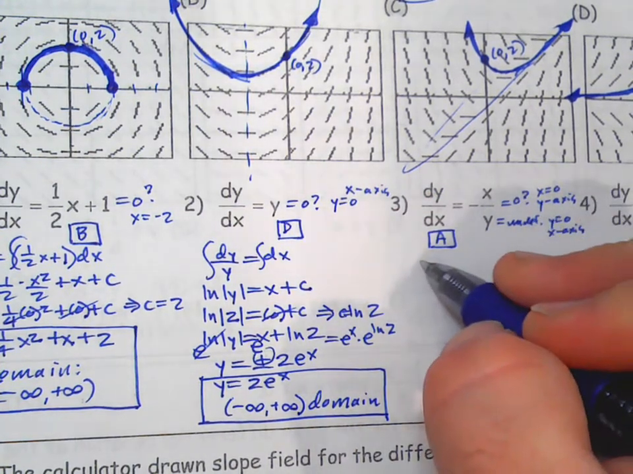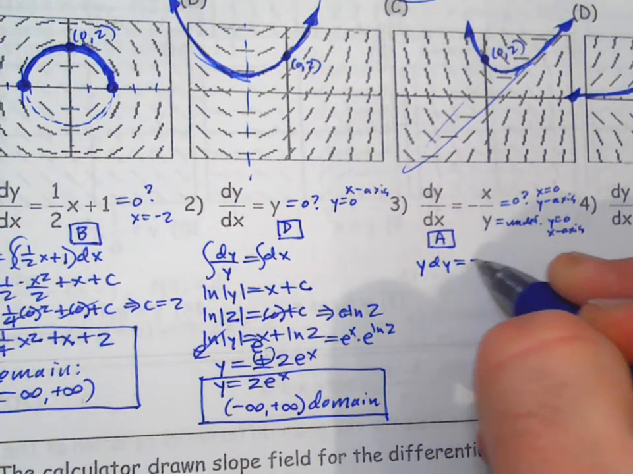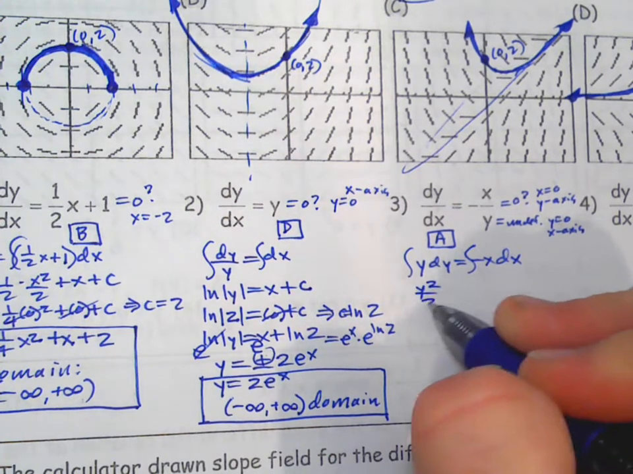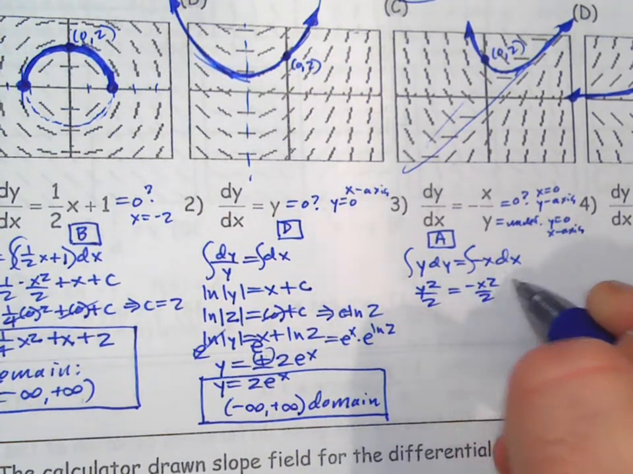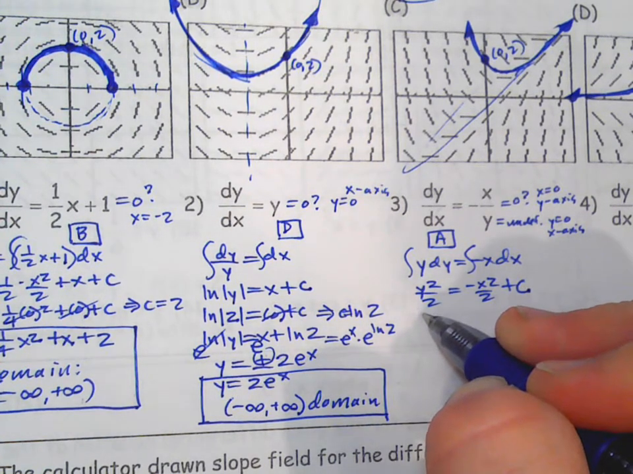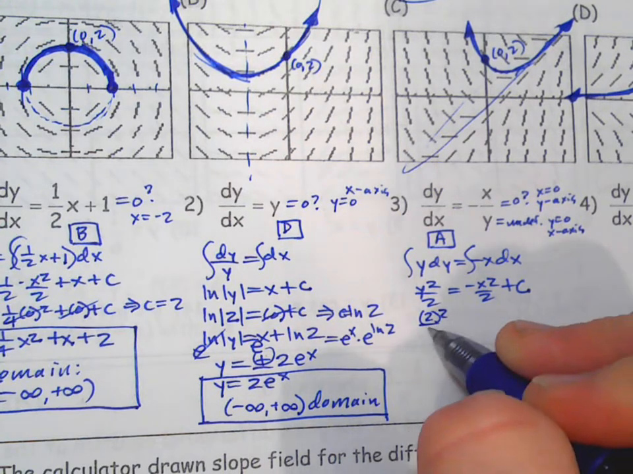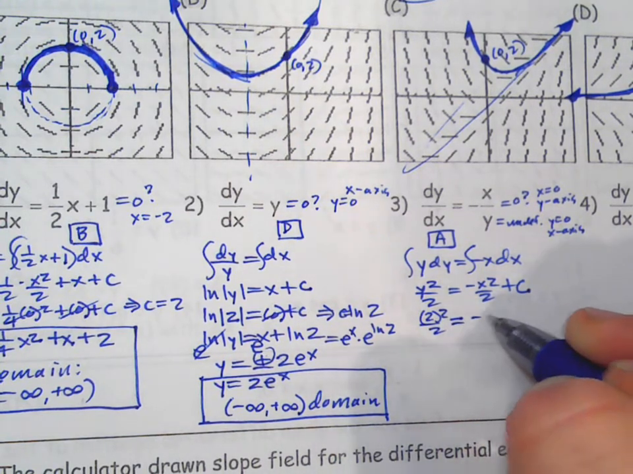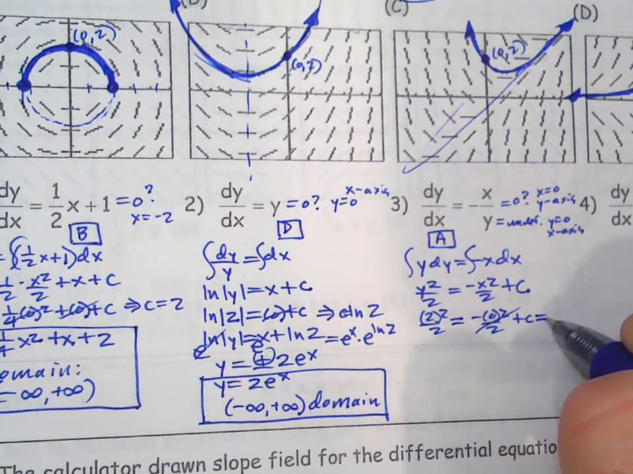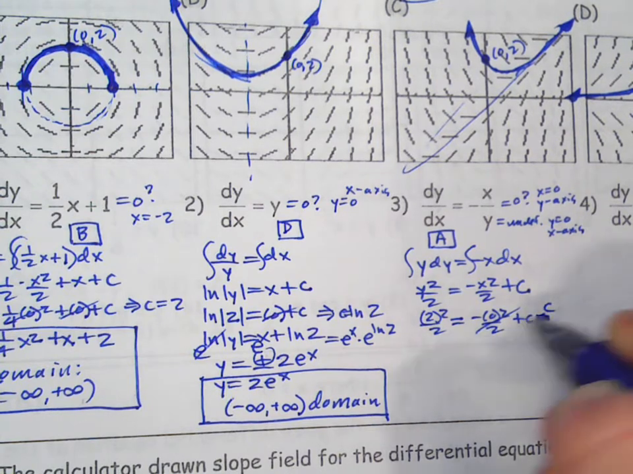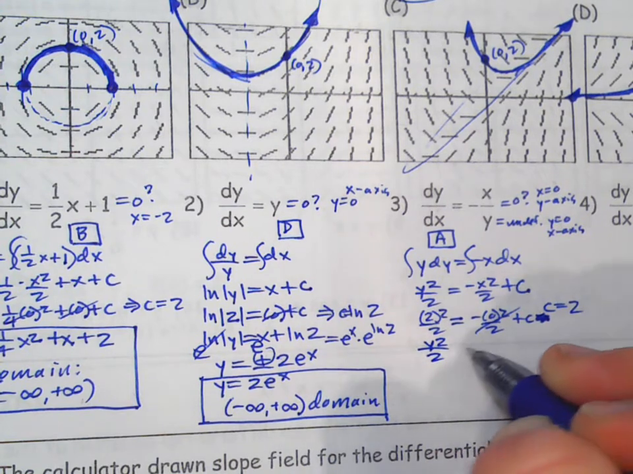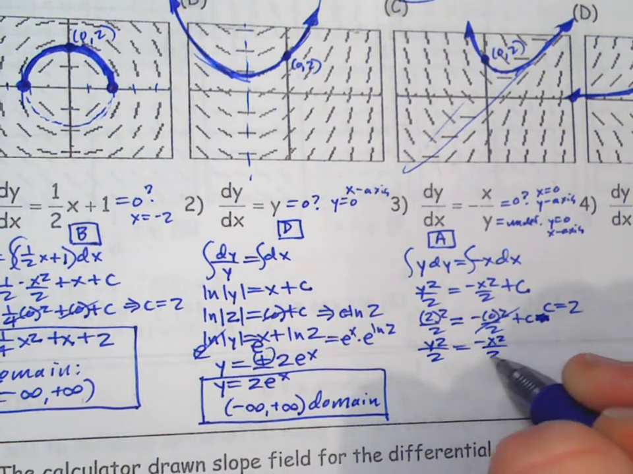This one, separate the variables. So it's going to be y dy equals negative x dx. I'd leave the negative on the right side. It's going to be y squared over 2 equals negative x squared over 2 plus c. You can find the c value now. So we plug 2 in for y, 0 in for x. And it should come out to, okay, so then c equals 2. So we have y squared over 2 equals negative x squared over 2 plus 2.